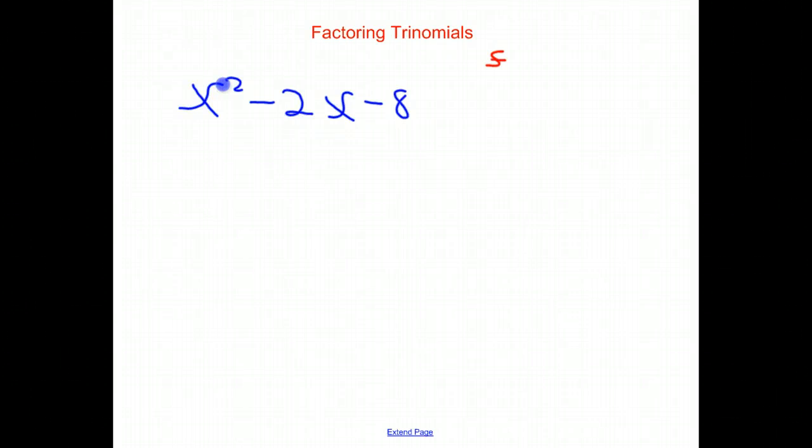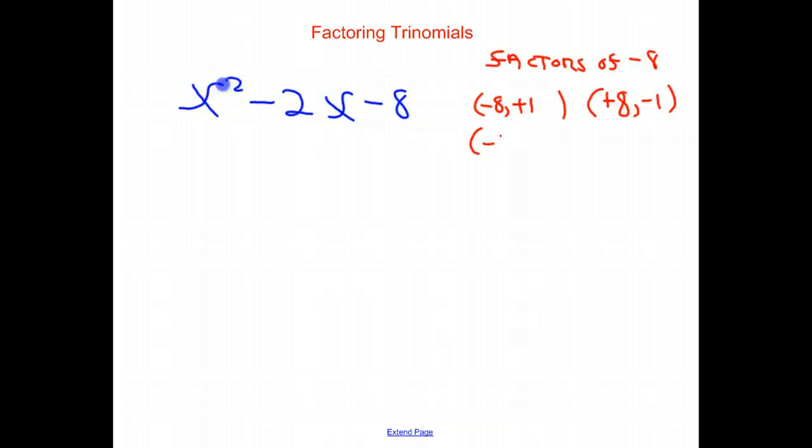So let's look for the factors of negative 8. And we know that it could be negative 8 and positive 1. But it could as well be positive 8 and negative 1. It could also be negative 4 and positive 2. Or it could be positive 4 and negative 2. And those are our possibilities, and we need to see which ones sum to negative 2.